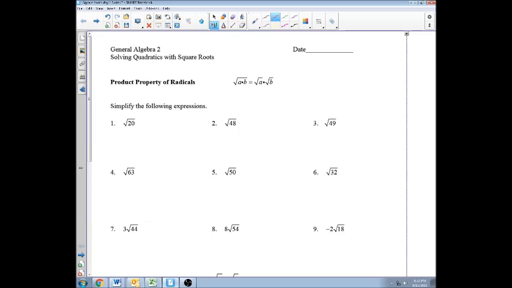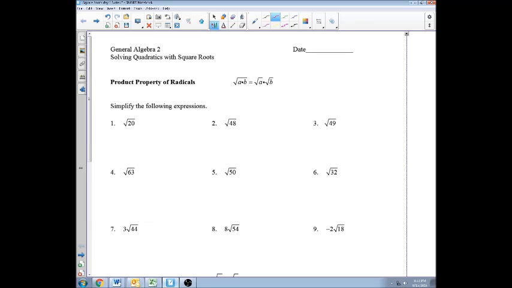The first thing we need to look at is the product property of radicals. The product property of radicals says that the square root of a times b can be rewritten as the square root of a times the square root of b. That may not make sense to you right now, but it will moving forward, okay?